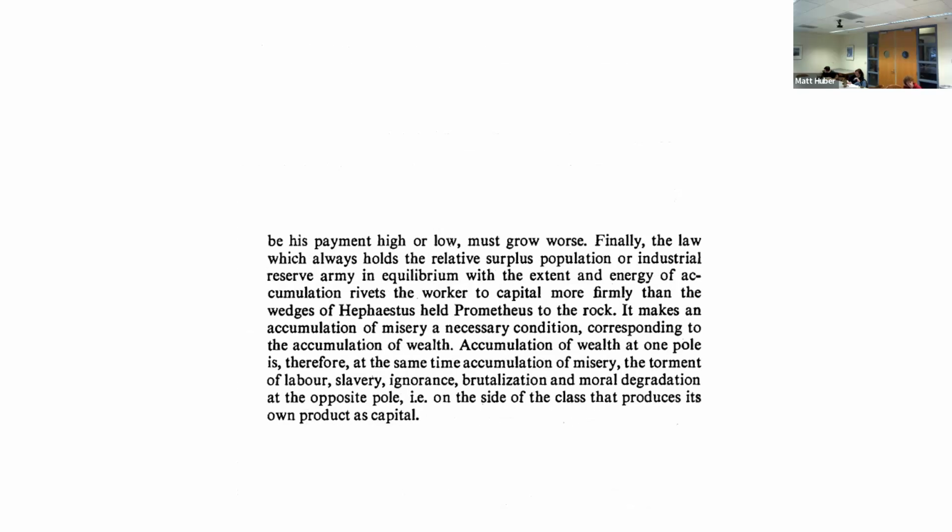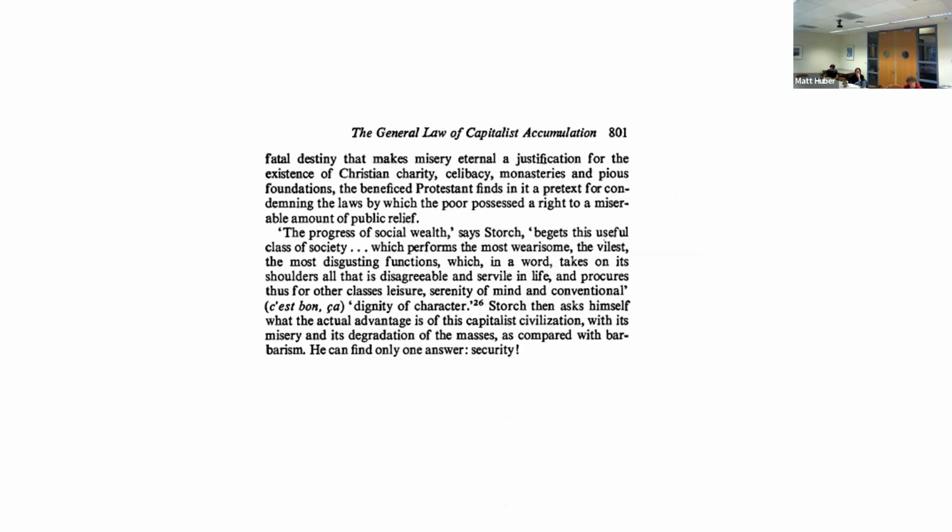What does that mean? And finally, this is sort of the big bells ringing. Accumulation of wealth at one pole is at the same time accumulation of misery, the torment of labor, slavery, ignorance, brutalization, and moral degradation at the opposite pole, on the side of the class that produces its own product as capital. And then he starts to talk about how even the political economists know that wealth requires a class of people to perform the most wearisome, the vilest, most disgusting functions, in a word, takes on its shoulders the most disagreeable and servile in life, and procures thus for other classes leisure, serenity of mind, and conventional dignity of character.